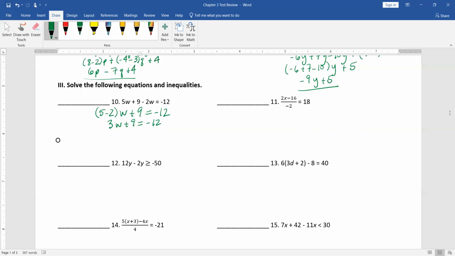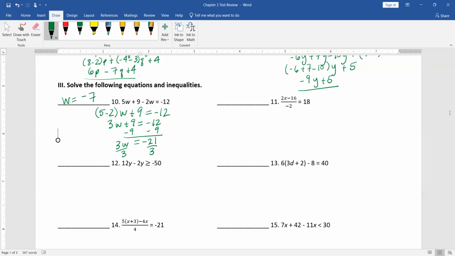Hopefully y'all can pause this part of the video, do these, and then check your work, because we've done a lot of practice with these. Y'all should be pretty comfortable with these. The only thing I would say is to check your math, because negative 12 minus 9 is adding like terms. So you add 12 and 9 together and keep that negative sign. 12 plus 9 is 21, so we have negative 21. You divide both sides by 3, and you find that w equals negative 7.